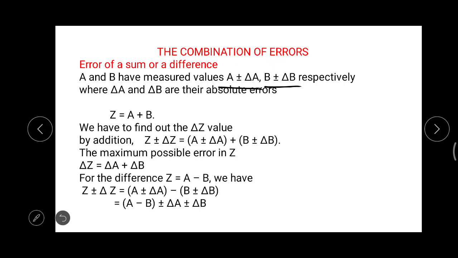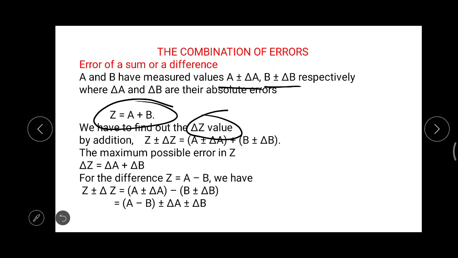Now we are going to find the summation, that is the sum of these two values, Z is equal to A plus B. In the earlier case, as we discussed, 5 and 2 centimeters with errors 0.5 and 0.8, adding directly you get 7 centimeters, and the error was 0.5 and 0.8. So here Z is A plus B, and we have to find the total error delta Z.